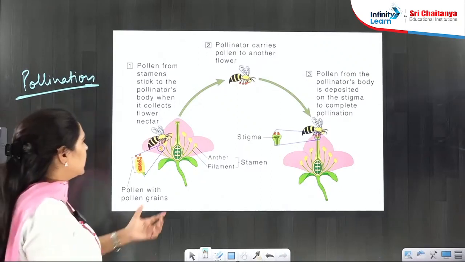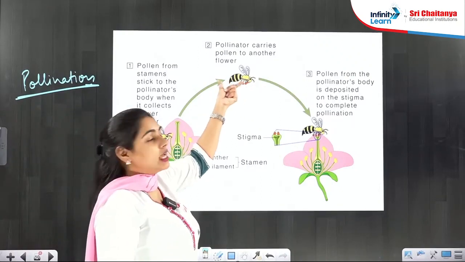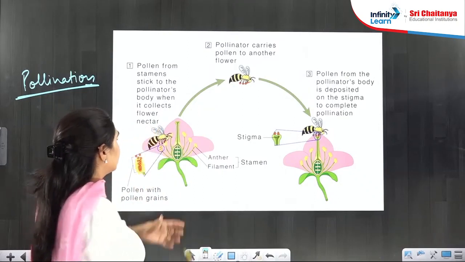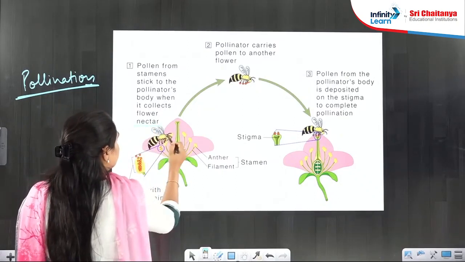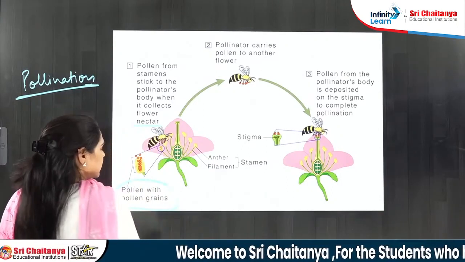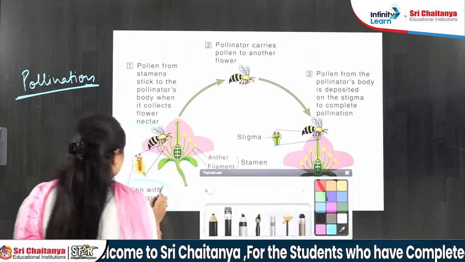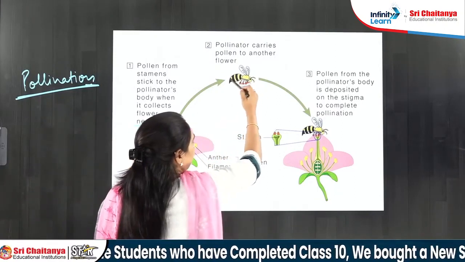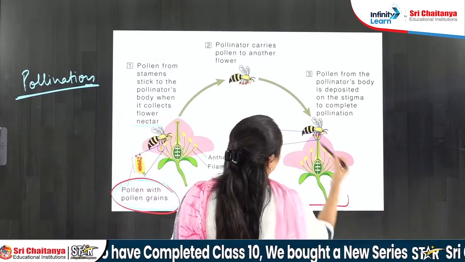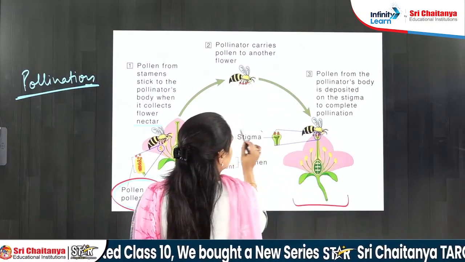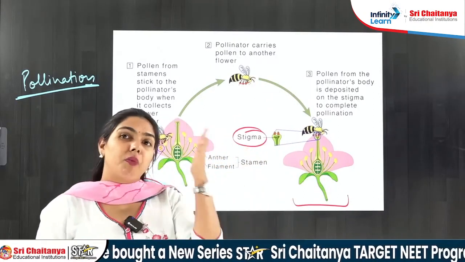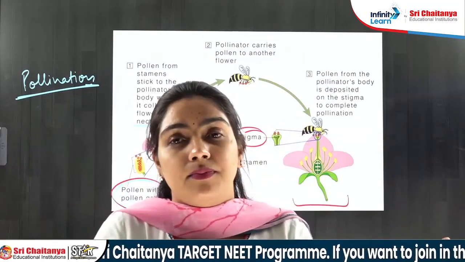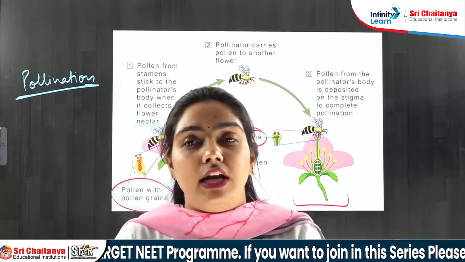Yes, you can see the bee. When it is coming to take the nectar, it is dusted with pollen grains. The pollen grains will stick to its body, and then it will go to another flower and transfer these to the stigma. So transfer of pollen grains from anther to stigma is pollination. Cross pollination, self pollination.